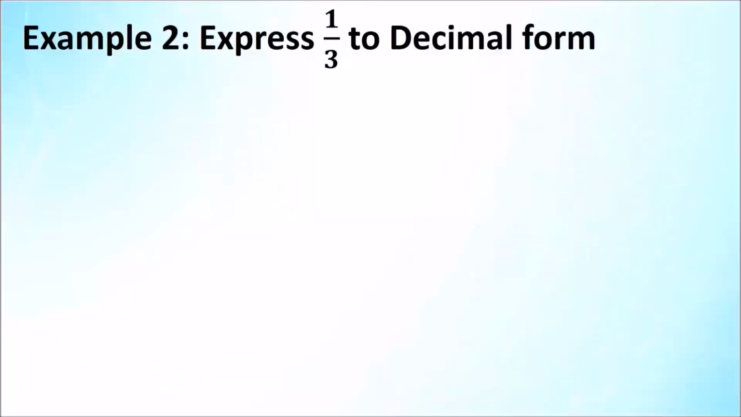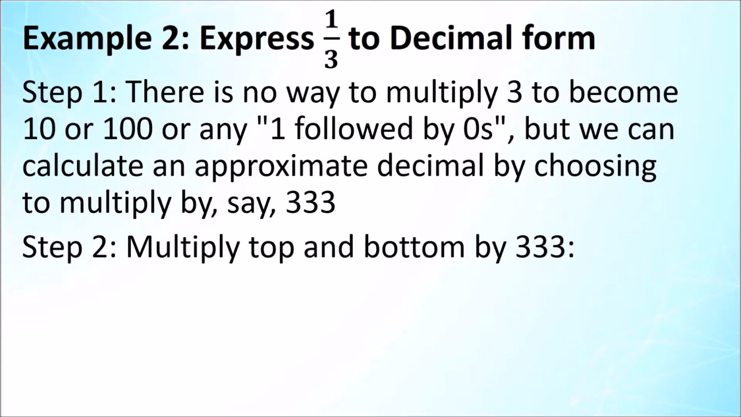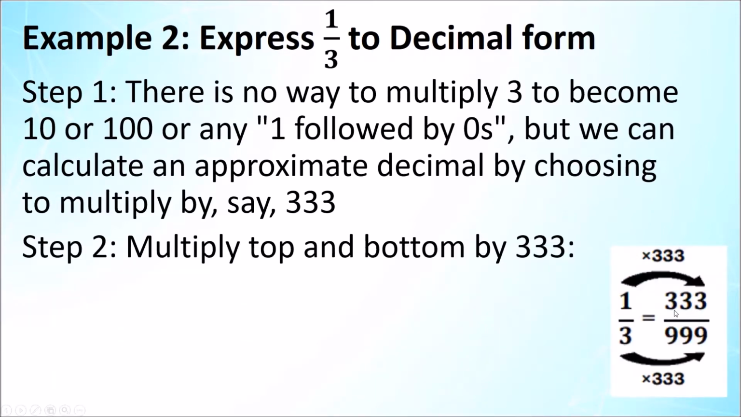Another example, to express 1/3 to decimal form. Using that rules or step number 1, there is no way to multiply 3 to become 10 or 100 or any one followed by zeros. But we can calculate an approximate decimal by choosing to multiply by, say, 333. So multiply the numerator. Step number 2, multiply top and bottom by 333 approximately. So we have 1 times 333 is 333 and 3 times 333 is equal to 999.